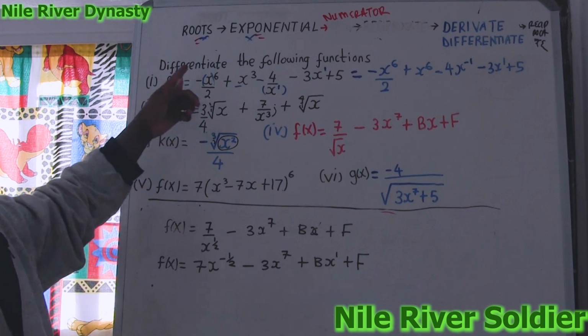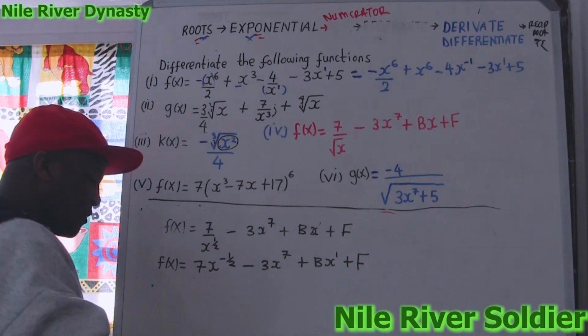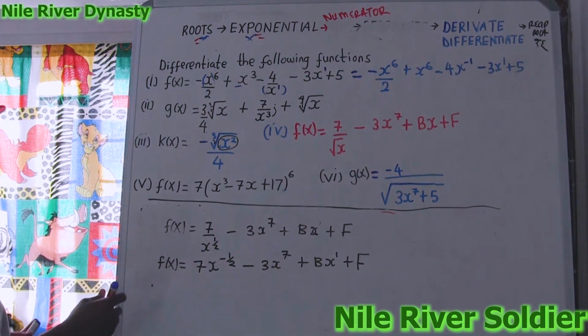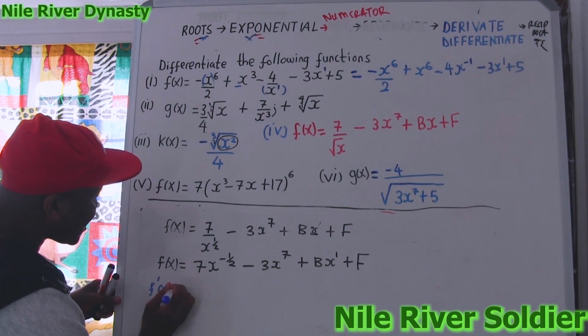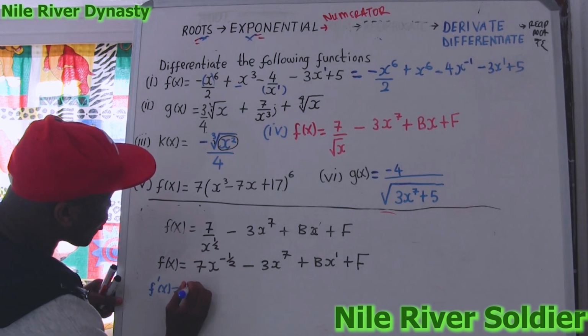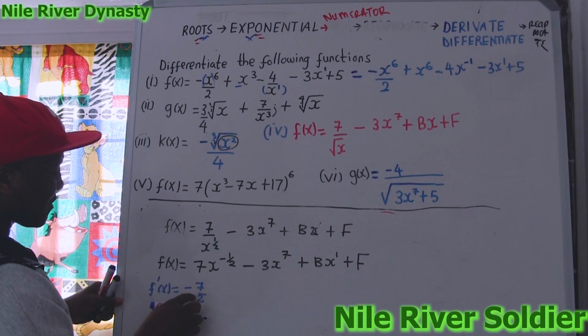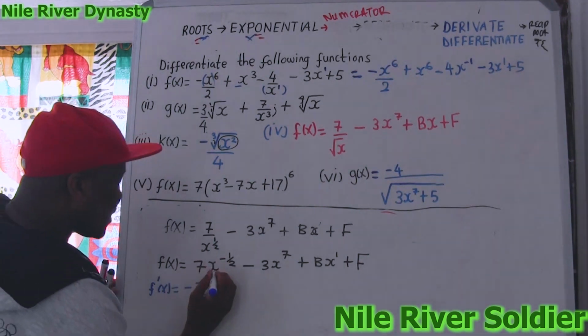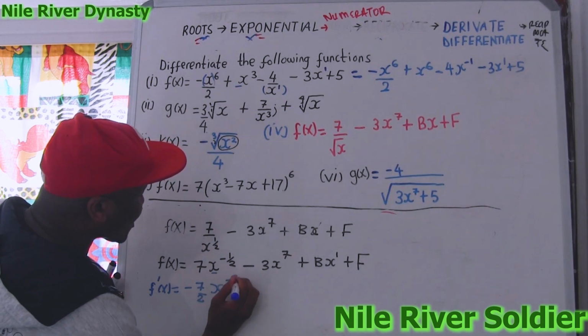So we see everything in the root and everything in exponential, and then numerator, and then we have to differentiate. So how are we going to differentiate this? For differentiating, now we're going to say this is going to become f prime of x equal, take this back, it's going to be negative 7 over 2, because 7 times negative half is negative 7 over 2, you can use a calculator if you want, and then drop the way how it is, it's going to become x to the negative a half minus 1, it's going to be negative 3 over 2.